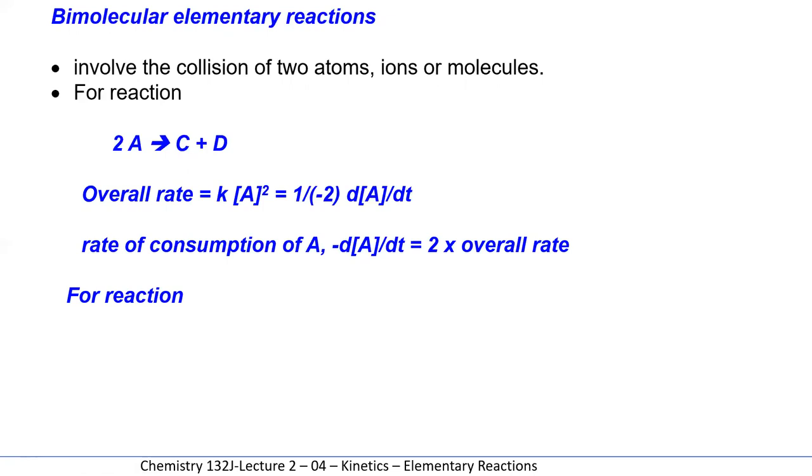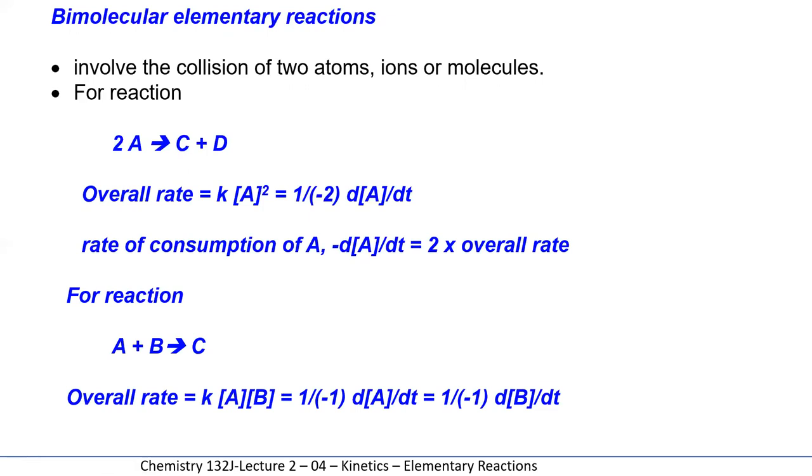And for the reaction A plus B produces C, the overall rate, the weighting factor here is minus one for A, and it's also minus one for B. So again, we could say the overall rate is equal to the rate of consumption of A, which is equal to the rate of consumption of B, which is equal also to the rate of appearance of C.